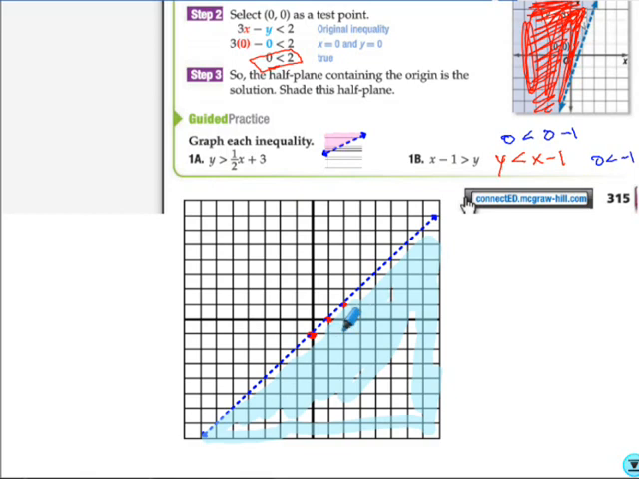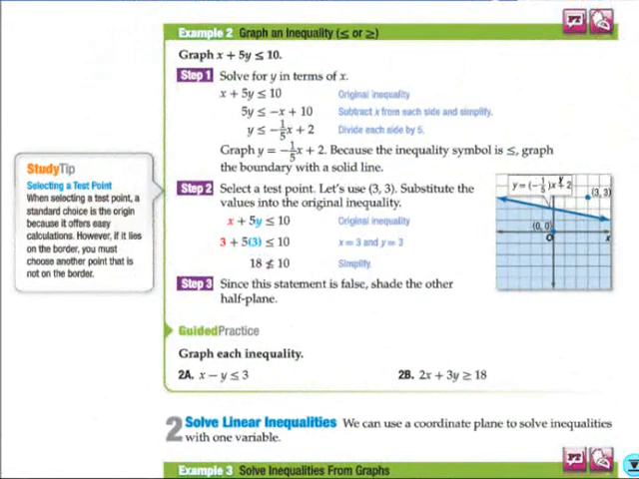And that's it. I don't have to do the world's greatest job shading, but I want to do good enough so that my teacher can tell what I'm shading. But that's it. Okay. Take a look here.